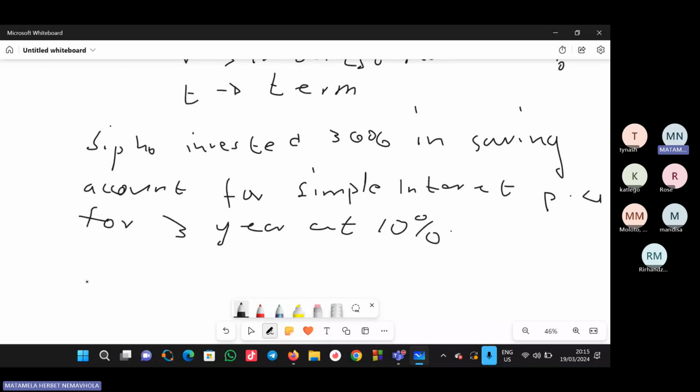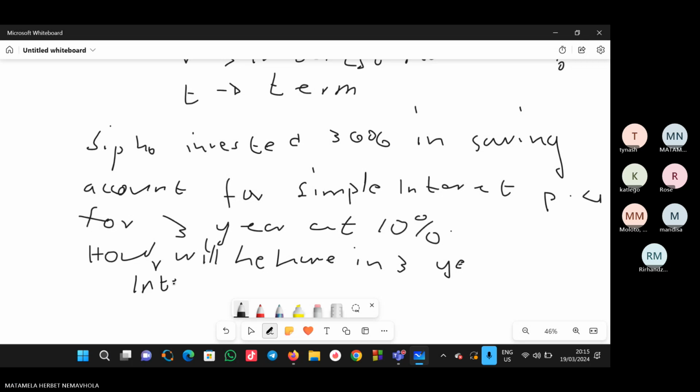Then the question asks you, how much will he have in 3 years? Actually, we must say how much interest. We're supposed to say interest here. How much interest will he have in 3 years? So this is just a kind of question.